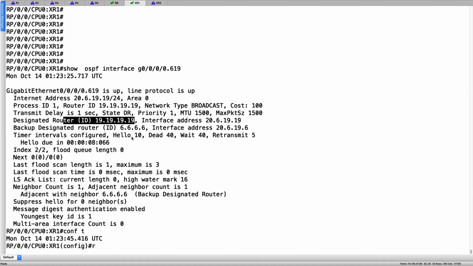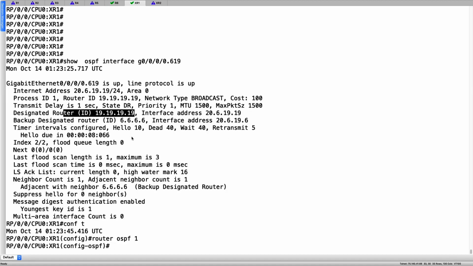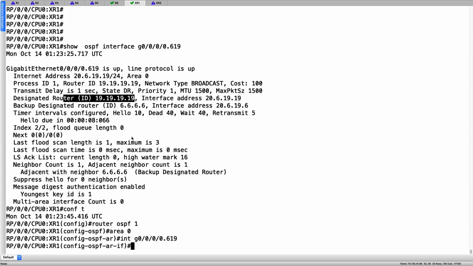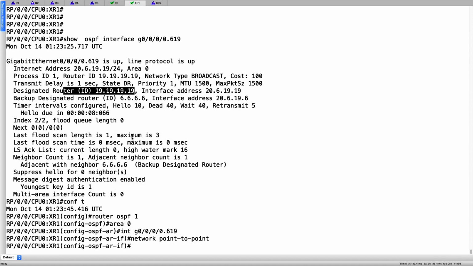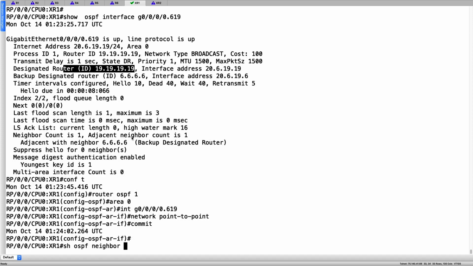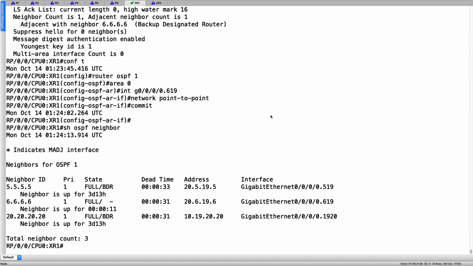So let's go and change that by saying router OSPF 1 area 0 interface gig 0/0/0/0.619 and say network point-to-point. Once I issue this command, there would be no DR election now. Both sides would be stable. My convergence would be faster because there's no DR election anymore. Let's do a show OSPF neighbor. As you can see, my neighborship is up and running.